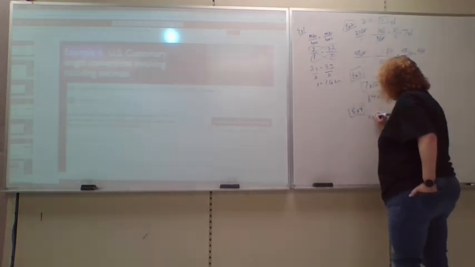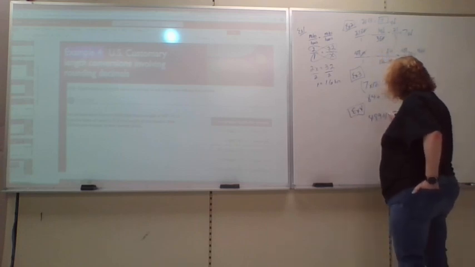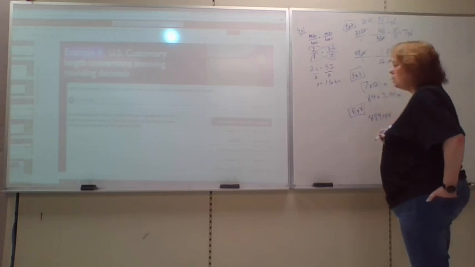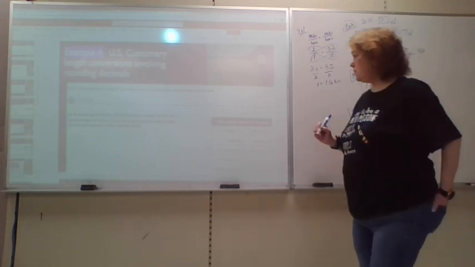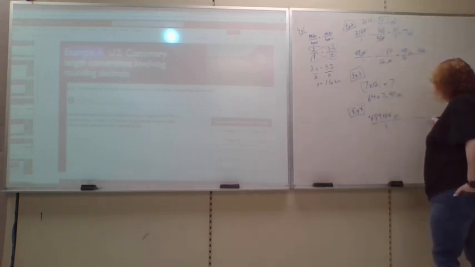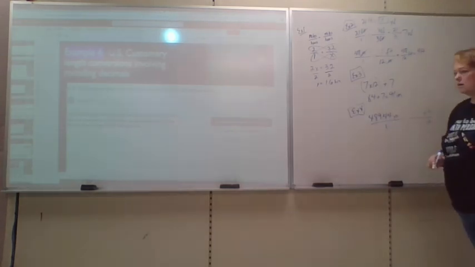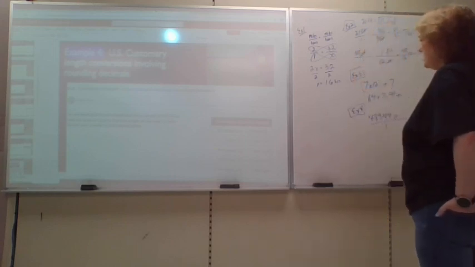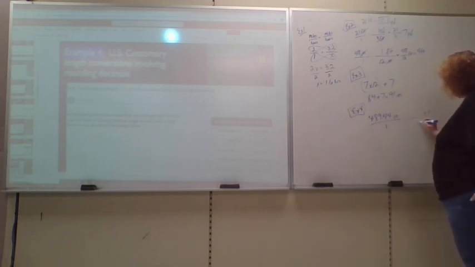So I have 489.44, and we are going to convert it, it's over 1. We need to convert it to feet, right? So we need the inches on the bottom, and we need feet on top, because the reason I do that is so my inches go away. So how many inches are in a foot? 12. See, that first one helps. 12 and 1 here. Cancel this out.